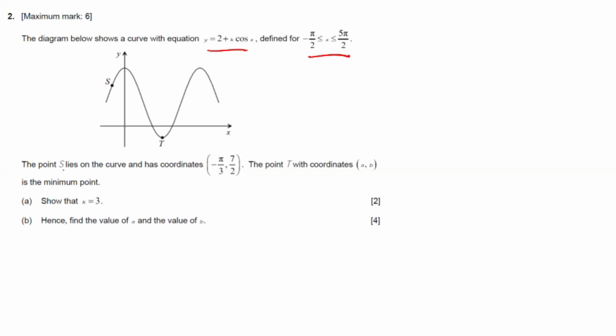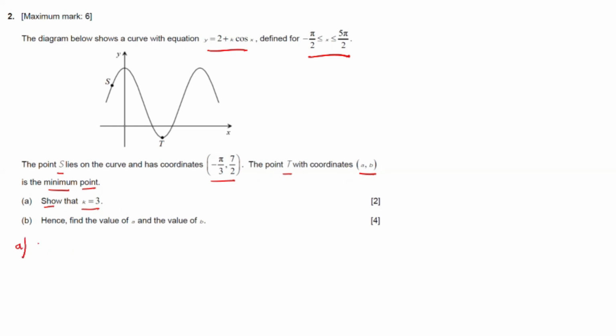Now, the point S lies on the curve and has coordinates negative pi over 3, 7 over 2. And then we have the point T with coordinates A, B, which is the minimum point right here. All right, now let's see. The first question is to show that k equals 3. So basically here we need to find what is k.